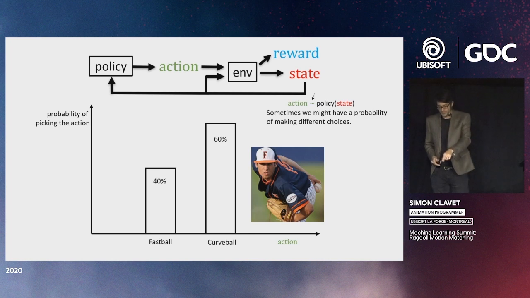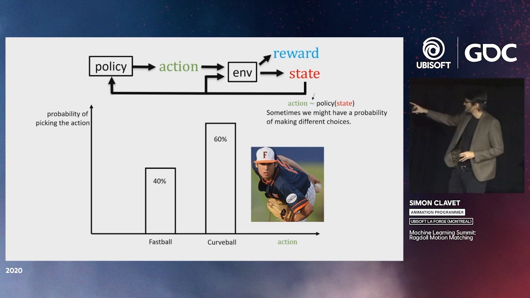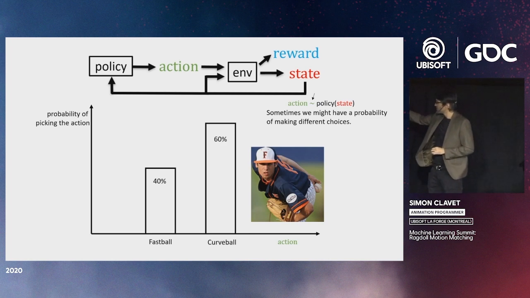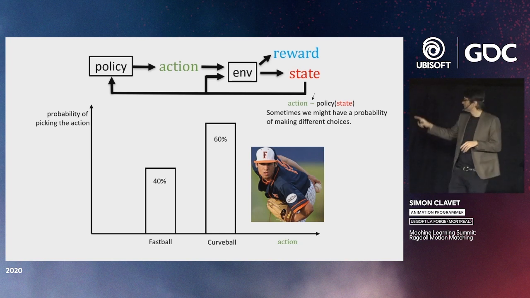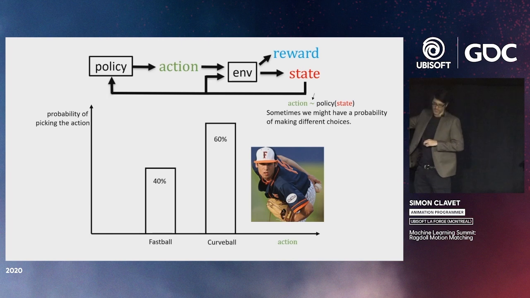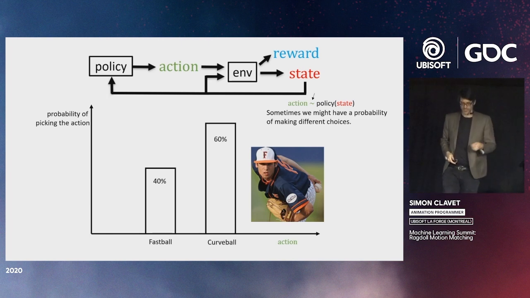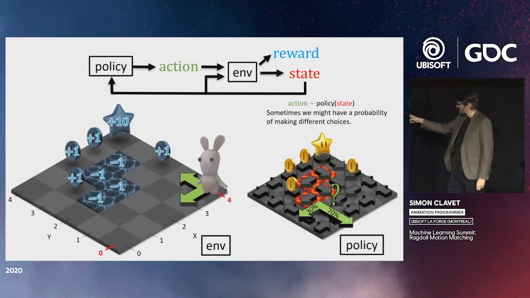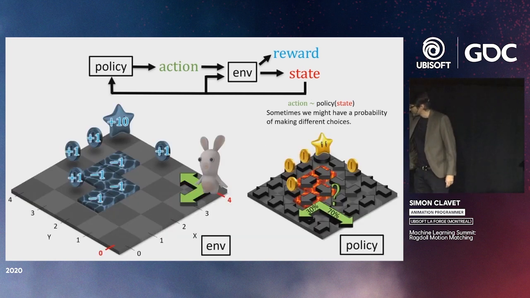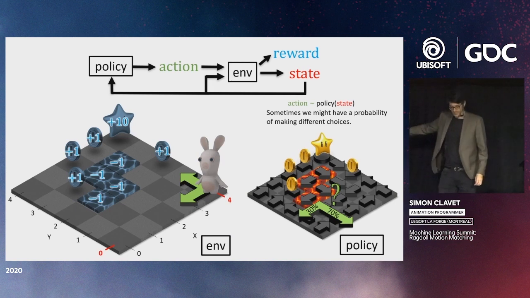For us, one way to think about it is the action is not just equal to the policy, but it's sampled from a probability distribution, and it just means that the policy doesn't always give the same result for the same input. So in our little world here, it means sometimes there are different probabilities to go in different directions.